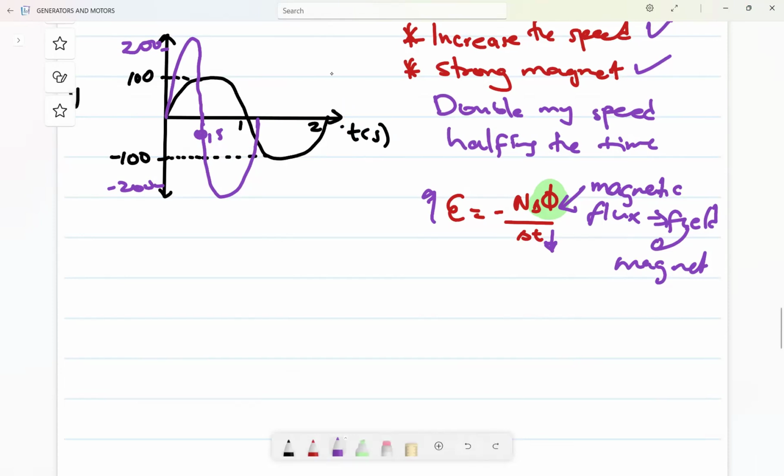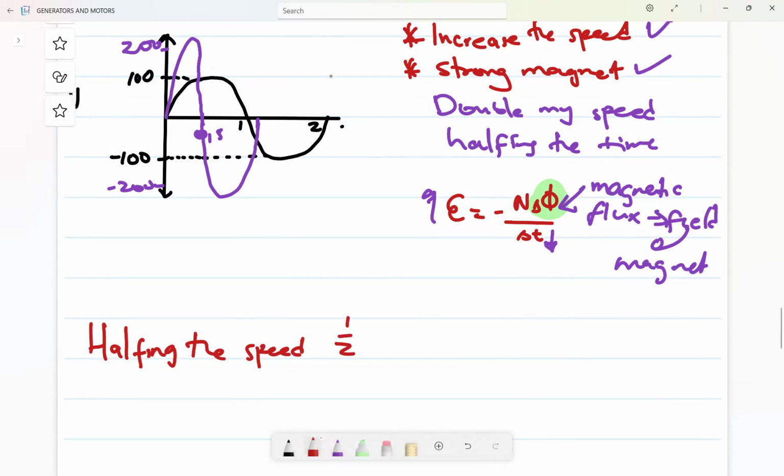Okay, let me return that. What if now I'm decreasing? Let's say now, let me use a different color. What if I am decreasing the speed? Let's say I am halving the speed. Remember, if I halve the speed, it's going to be half, okay?